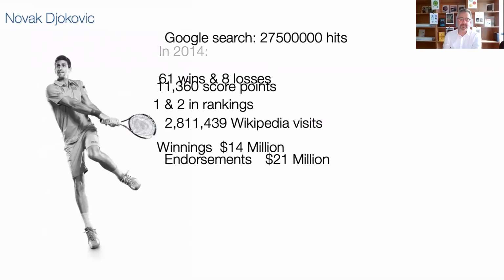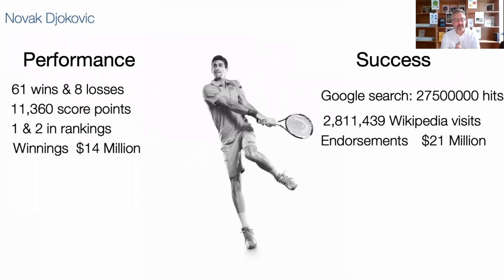success together. Because what you have on the left-hand side are things that are purely performance measures. Did he win or did he lose? That's a performance measure. It depends on his ability to play in that particular game. Score points are deeply connected to the losses and wins. Ranking is connected, and winnings are also connected. Did he win the tournament or not? However, when it comes to Google searches, Wikipedia visits, and endorsements, these are things that, yes, are driven by performance, but they are success measures because they are conferred by us to him, right? We search for him on Google, we visit his Wikipedia page, and we are actually interested in him as a person, and that draws endorsements down the line.